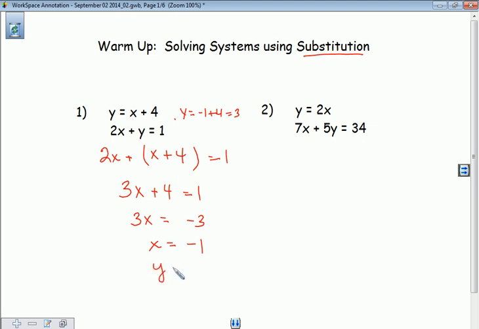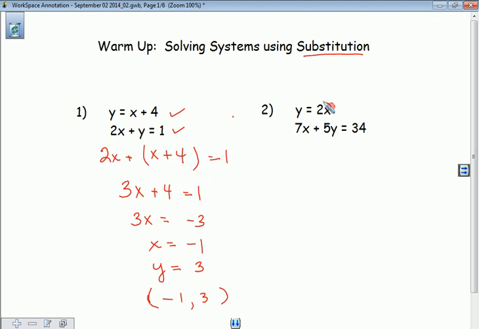So my solution is negative 1, 3. Now solutions to a system must always work for any equation in that system. So if I plug in negative 1, I get out 3. If I plug in negative 1 here and 3 here, does that equal 1? What is negative 2 plus 3? 1. When I plug it back in, it must give me true equations for any equations listed. Does that make sense? Yes, ma'am.